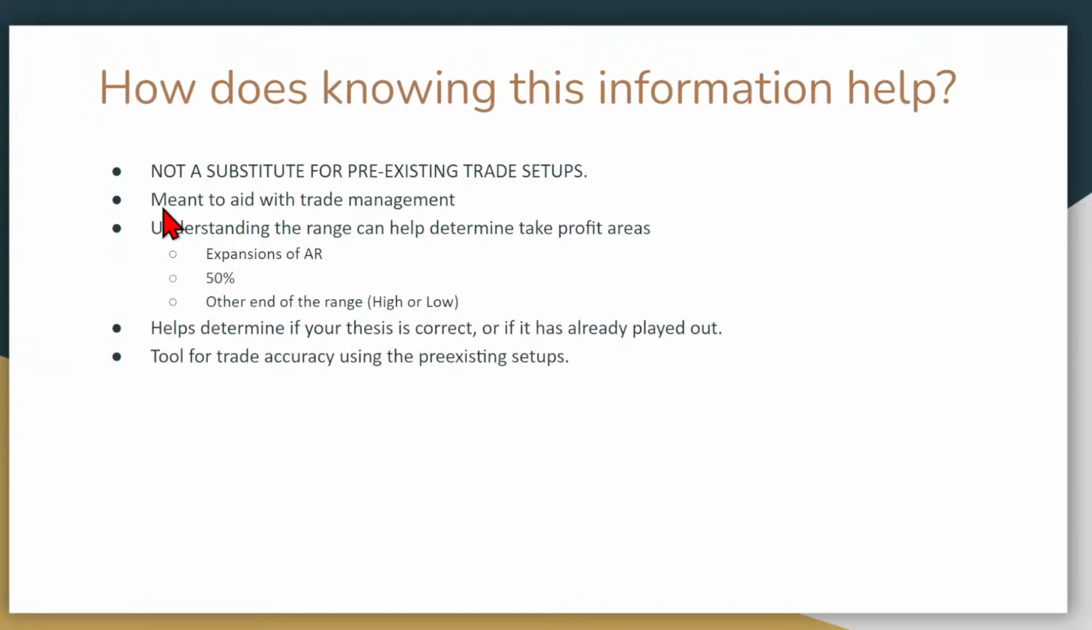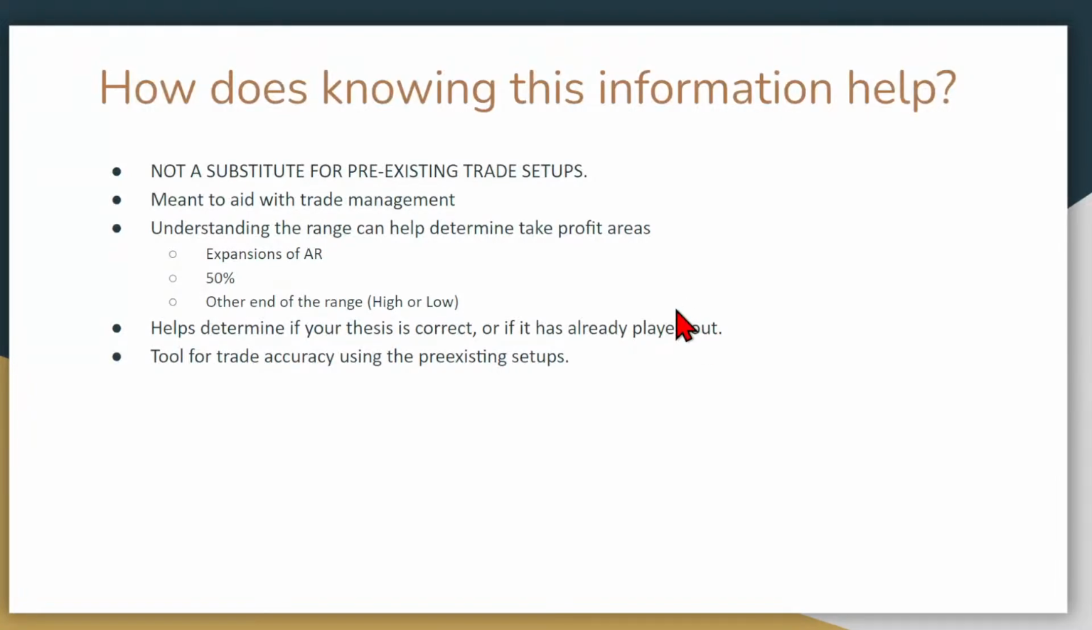What it is meant to do is aid you with trade management. Understanding the range can help determine take profit areas such as the 50% level, and expansions of the Asian range, being range expansions. A lot of people have been asking me, well, how do we know if it's going to be a range expansion day? I'm going to show you that here soon. Another target is the other end of the range, being high or low. So if it's a trading range day or a false break and it pulls back inside the range, you could be targeting that 50% or the other end of the range, and it helps determine if your thesis is correct or if it has already played out.